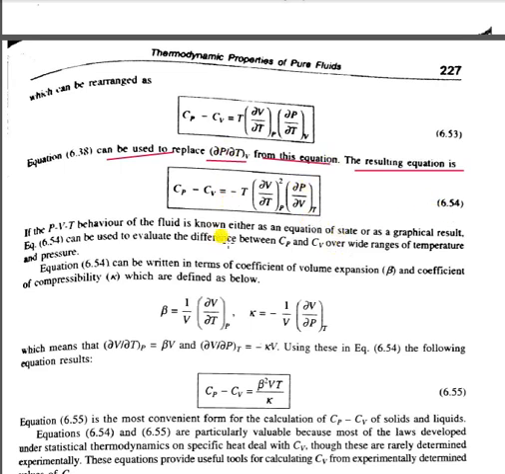V at T. Okay, and from the PVT behavior, the fluid is known either as an equation of state or a graphical result. So this equation is used to evaluate the difference between Cp and Cv over wide ranges of temperature and pressure. This equation can be used for the wide ranges of the values of Cp and Cv with temperature and pressure.